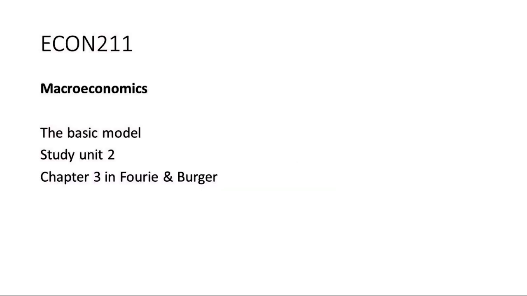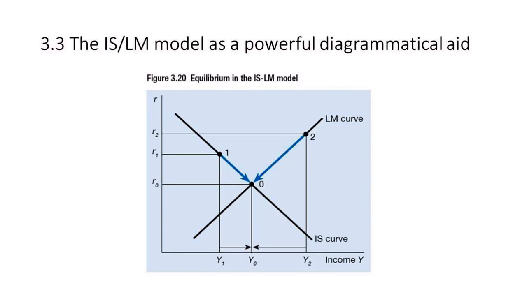We are busy with Study Unit 2, the basic model of the macroeconomy, and this is from Chapter 3 in Fourie and Burger. This video is number 9 out of 10 videos covering the content of Chapter 3. We're looking at the IS LM model as a way to explain macroeconomic changes, policy changes or shocks in the economy, and to see what the impact is on interest rates and income.